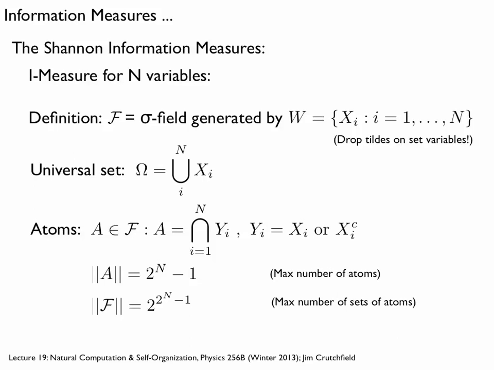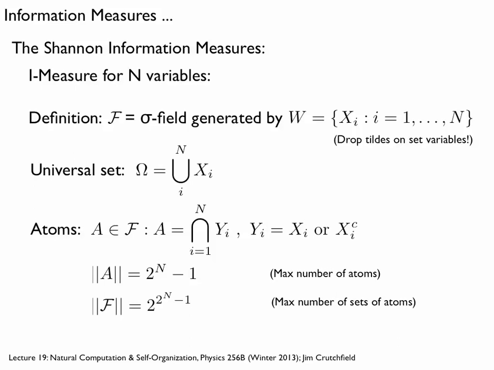And then we have what is called the sigma field, the set that's generated by the set of random variables. You form that by all possible intersections of the random variable event sets or their complements. So these individual things are the atoms. There's an exponential number of these atoms as n grows, so it gets quite large.